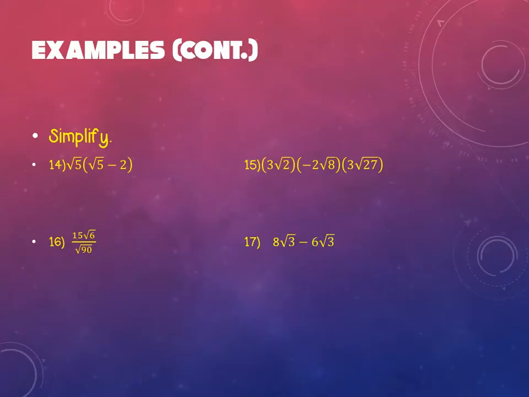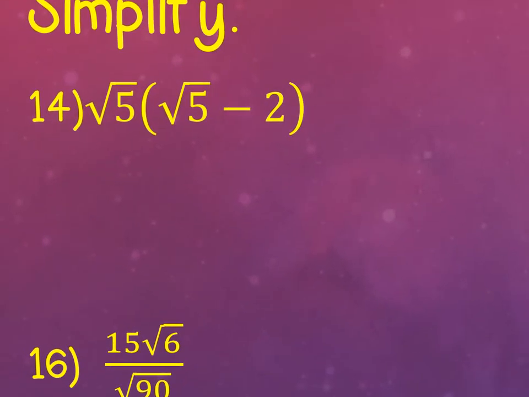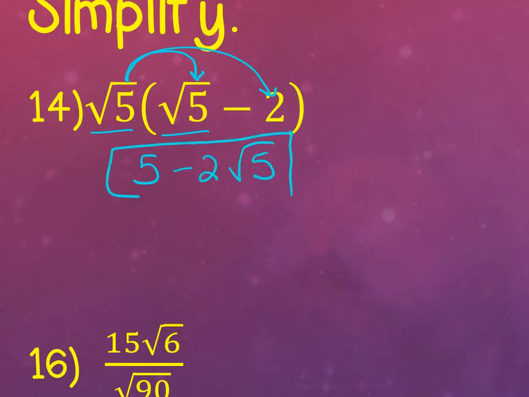All right, now we're multiplying. So we're going to use our distributive powers, okay? So this root 5 gets multiplied into both of these terms. Square root 5 times square root 5 is what? 5. Square root 5 times minus 2 would be negative 2 root 5. One's got a root 5, one doesn't. I cannot combine them, so they're going to stay that way.